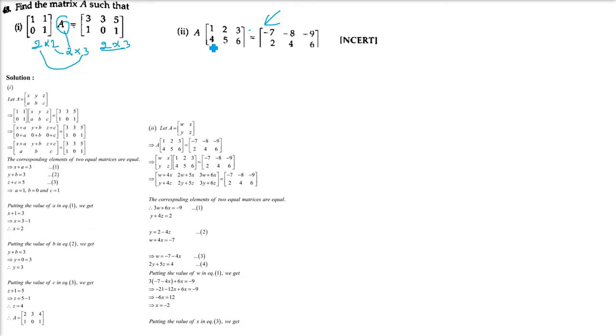So similar questions are there. So let me do the second part. The second matrix part, the matrix is 2 by 3 and the right hand side is 2 by 3. How can this 2 by 3 come? When the A matrix has to be 2 by 2.